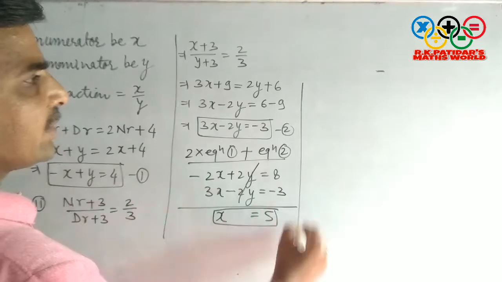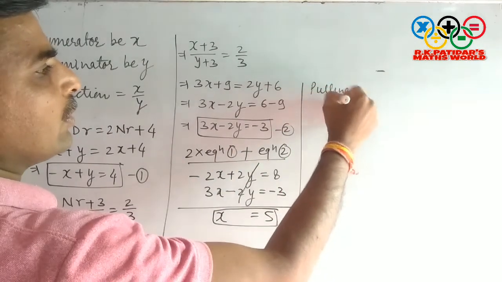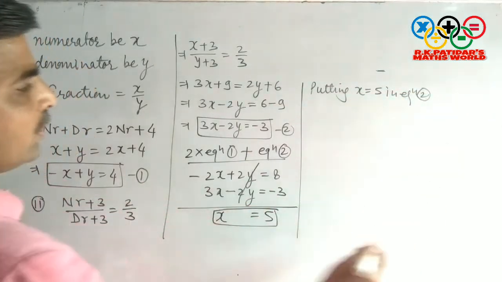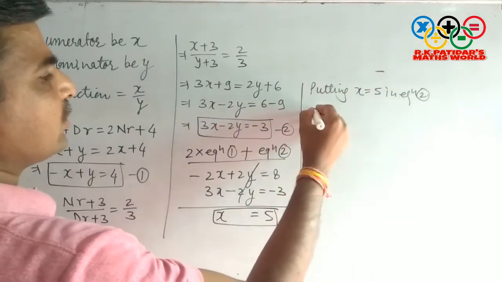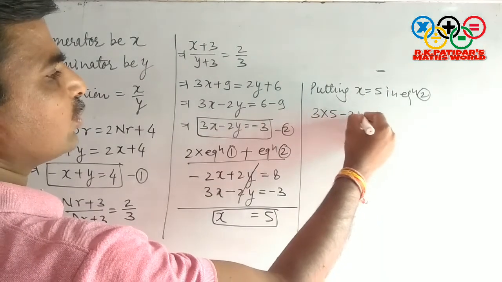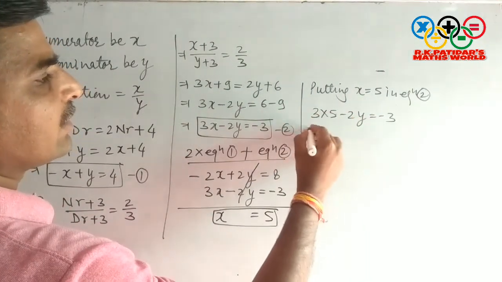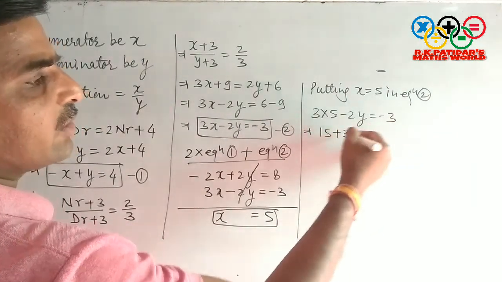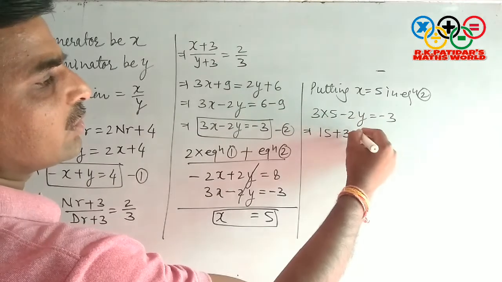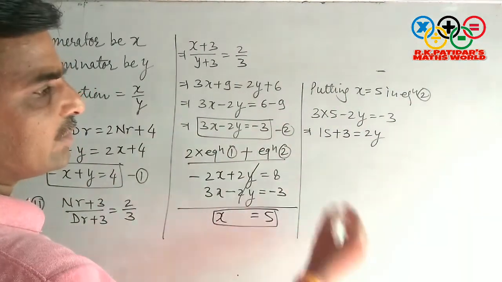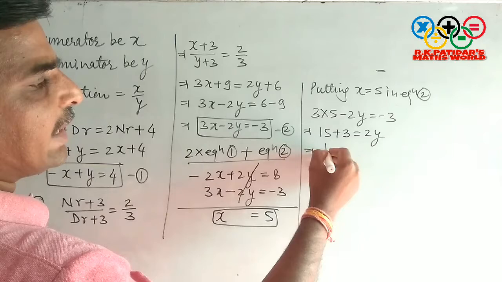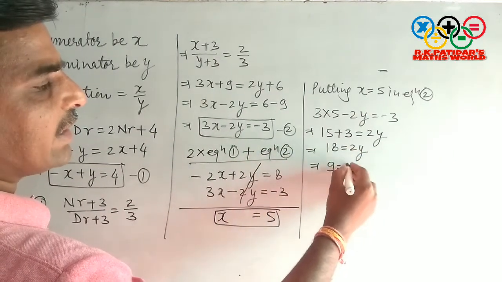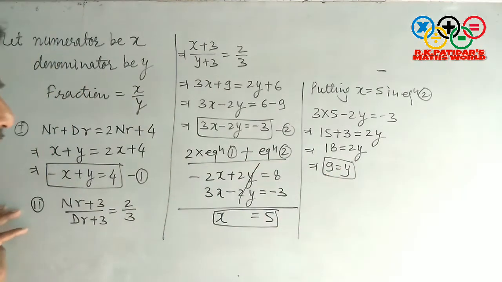Now putting this value in any equation, so putting x is equal to 5 in equation 2. We will put x is equal to 5 in this equation. So it is 3 into 5 minus 2y is equal to minus 3. 3 5 जा 15 प्लस 3 को ट्रांसपोज कर लेंगे तो सॉरी माइनस 3 को इधर ट्रांसपोज करेंगे तो प्लस हो जाएगा. 2y को RHS में ट्रांसपोज कर देंगे 2y हो जाएगा. तो 15 प्लस 3 18 इज इक्वल टू 2y. ये 2 इधर आएगा, डिवाइड हो जाएगा तो बचेगा 9. तो y इज इक्वल टू 9.